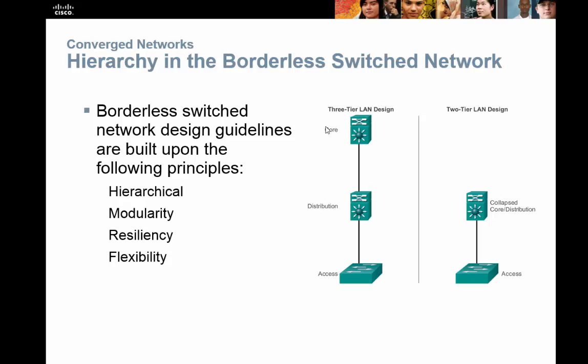Here's an example of the three-tier design. We have our access, our distribution, and our core. We may only use a two-tier LAN design in a small or medium-sized business that doesn't need to have all three and have the resources available.